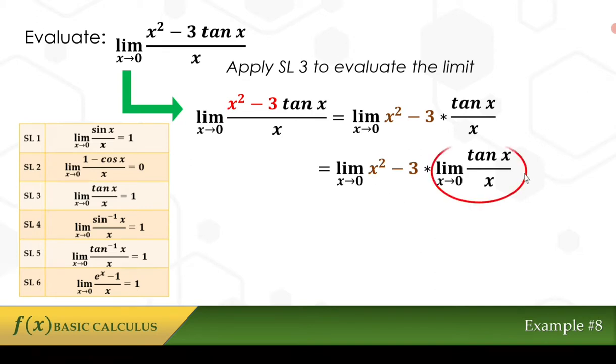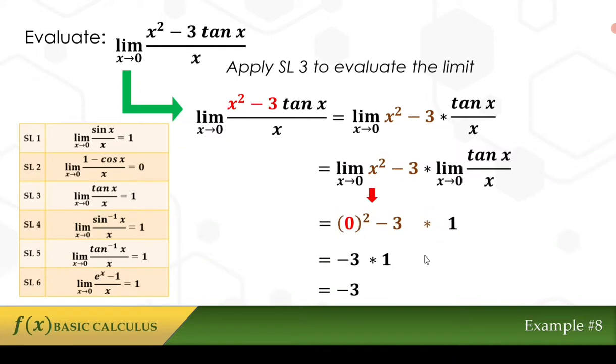How about this term? How about tangent x all over x? Again, according to this table, that is equal to 1. So meaning, this one will give us, alright, so that's 0 squared minus 3 from this term, and times 1. So let's simplify. So this is equal to negative 3, and then copy the remaining term times 1. So the final answer is equal to negative 3. So that's the limit of x squared minus 3 tangent x all over x as x approaches 0.